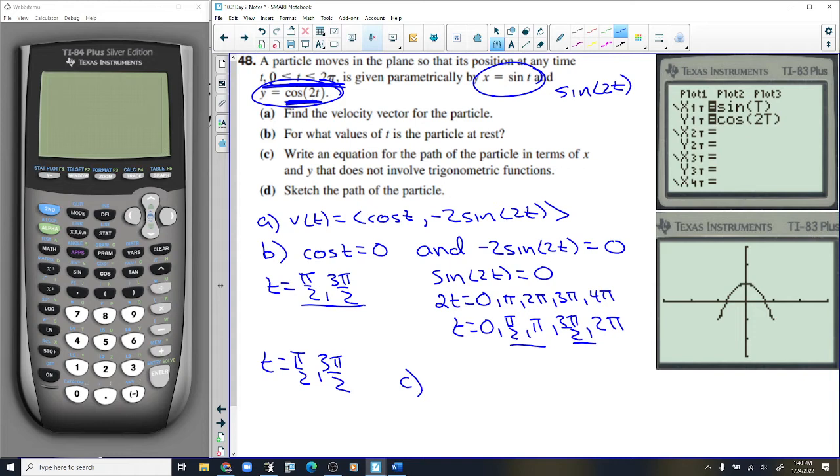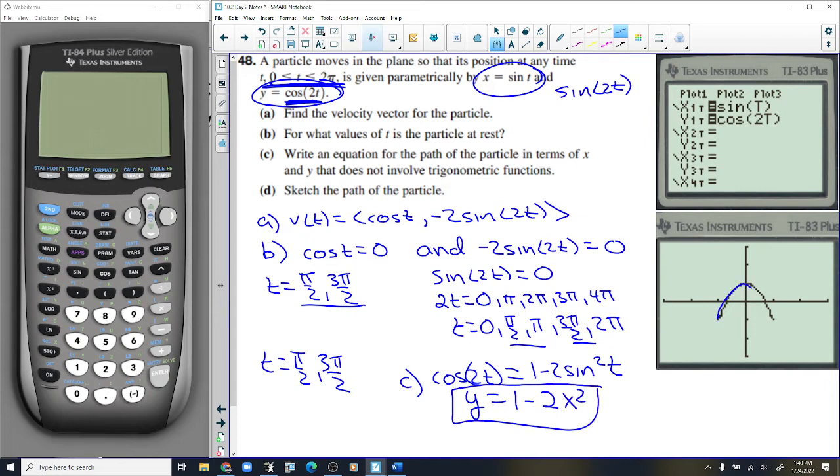double angle right here. So we can write the cosine of 2t is equal to, and we have 3 choices for this one. We're going to go 1 minus 2 sine squared of t. That's the double angle formula for cosine. Well, this one says cosine of 2t is y, and sine of t is x. So there's where you get that parabola. This is an upside down parabola. There's the equation for it.